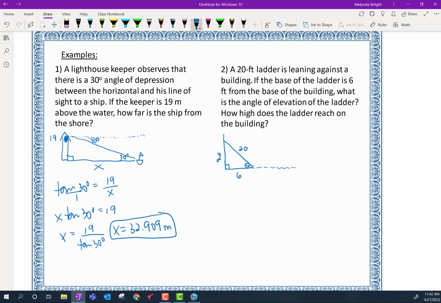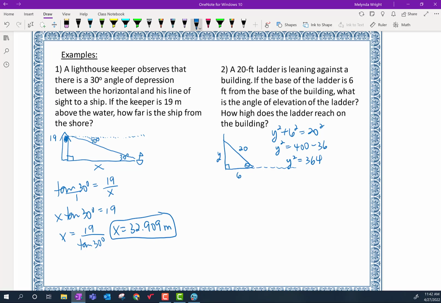Well, let's tackle the side measure first, right? That's just Pythagorean. That's going to be great. So we've got y squared plus 6 squared equals 20 squared. So y squared equals, what is 20 times 20? Is that 400? Minus 36. So y squared is going to be, what is that, 364?